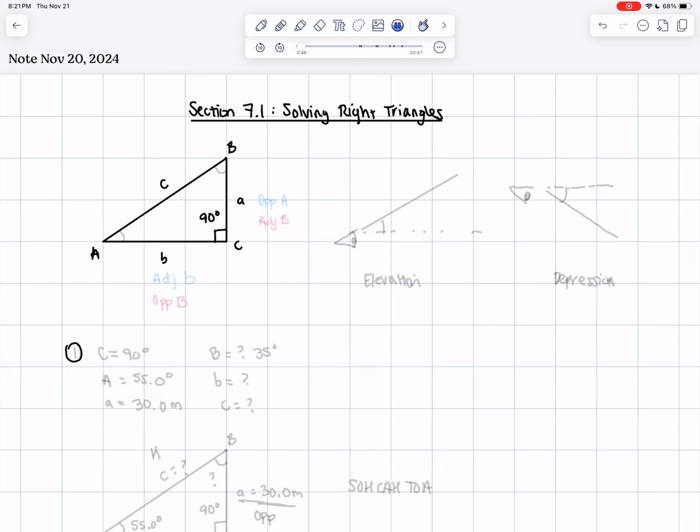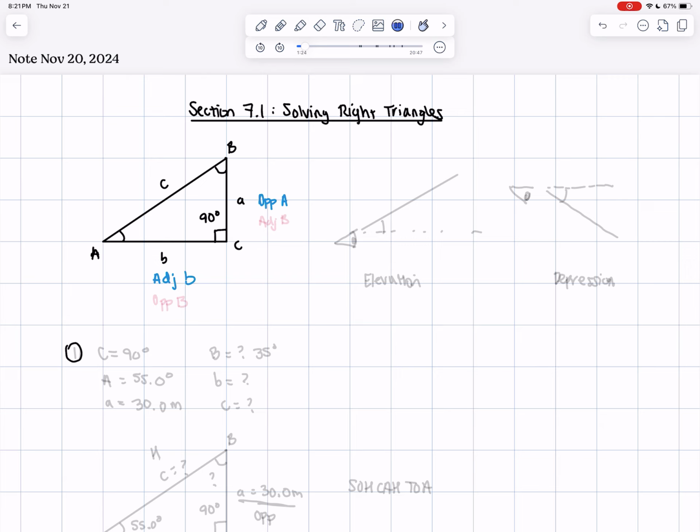If they ask us to find for angle A, so this is angle A right here, we have to label what the opposite and adjacent is. And if they ask us for angle B, we have to swap it. I'm going to do for angle A in blue to show. So the opposite of angle A is actually little a. But the adjacent for A is B.